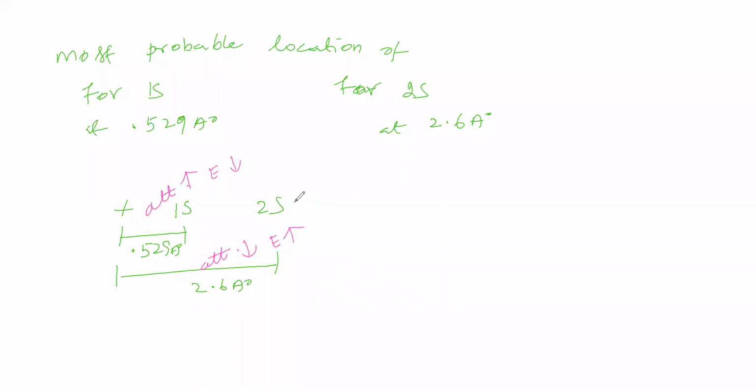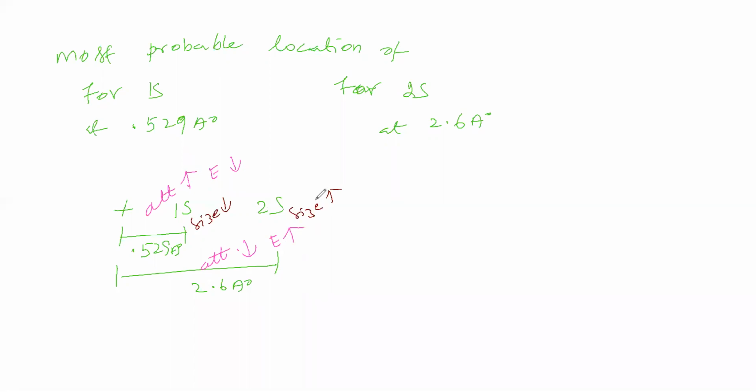So with respect to most probable location we say, or we can say with respect to size also. The size of 1s is less, the size of 2s is high. Why? Because the 2s most probable location is at 2.6 angstrom from the nucleus, but the most probable location for 1s is at 0.529 angstrom from the nucleus. Therefore 1s is closer, 2s is far away. So for 1s size is less, for 2s size is more. If size is more, energy is more. Like this we can say.